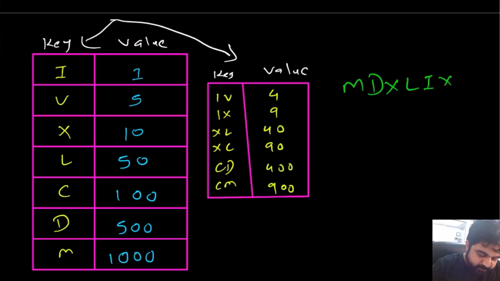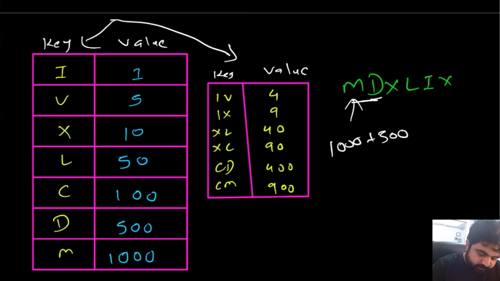So first, the first two values are MD. Is MD present as an input? No, MD is not present, which means we will have to take M and D separately. So first we take M, whose value is 1000, plus we take D, whose value is 500. Now we have taken care of these two values.